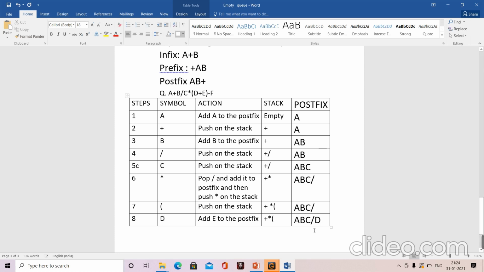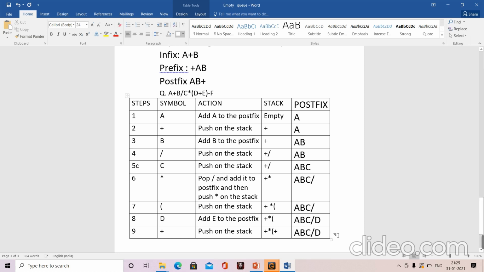All right, and then the next step is 9. Bring down plus. So what you have to do? Push on the stack. Plus, multiplication, parenthesis, and then plus. A, B, C slash D.